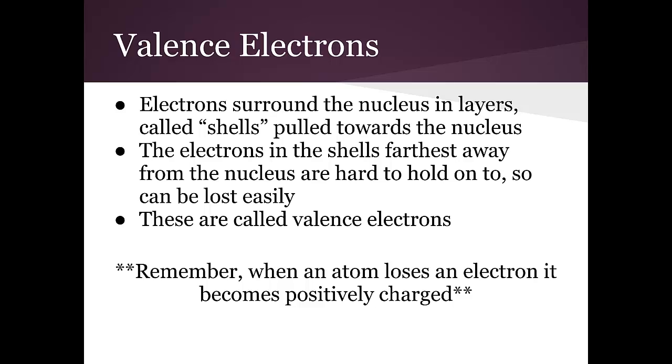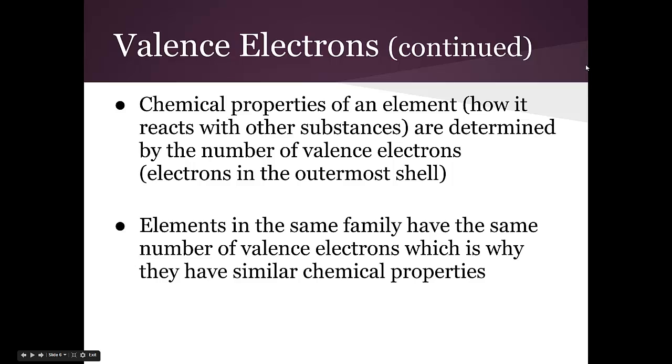Remember, when an atom loses an electron, it becomes positively charged. The chemical properties of an element, which are how it reacts with other substances, are determined by how many valence electrons it has. The elements that are in the same family have the same number of valence electrons, which is why they have similar chemical properties. That's why they react in the same way with other elements, because they all have that same number of outermost layer electrons.